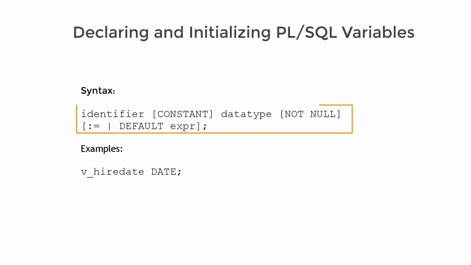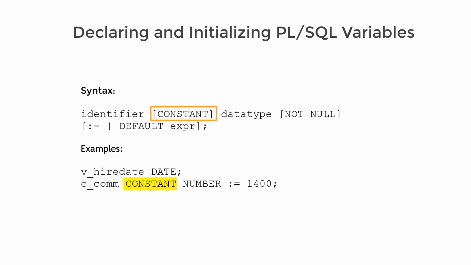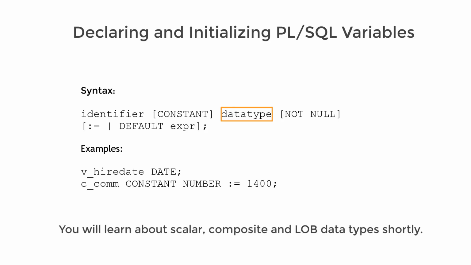Let us now learn the syntax of variable declaration. In the syntax shown on the screen, identifier is the name of the variable. You can declare it as a constant by using the keyword constant next to the identifier. A constant must be assigned a value and it cannot be changed. Data type can be a scalar, composite, reference, or LOB data type. You will learn about scalar, composite, and LOB data types shortly.